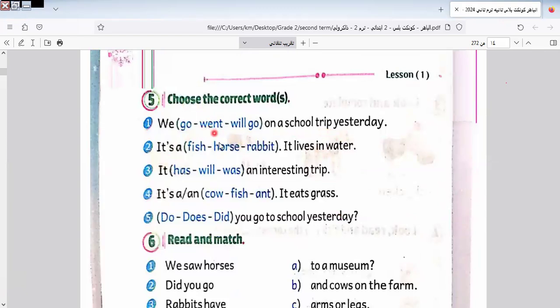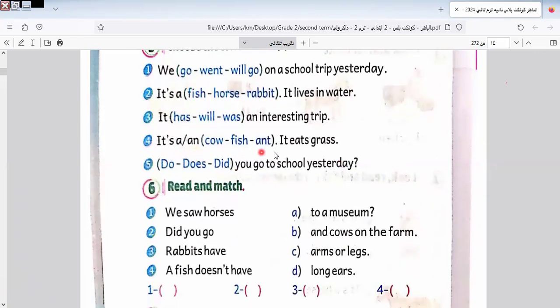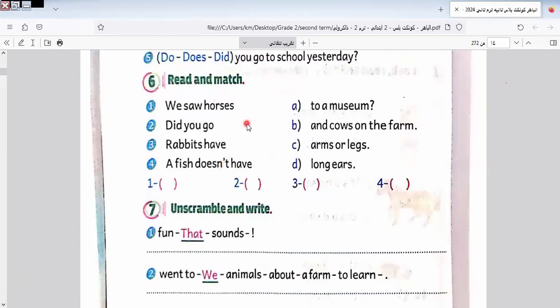So it will be one of our clever pupils. It's a space, it lives in water. It lives in water, what? Fish. It has, was, and interesting, it was. It's a or an space, it's grass, cow. Here it will be, did you go? So let's answer the question below.